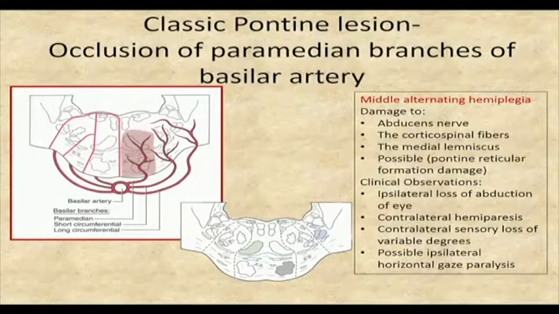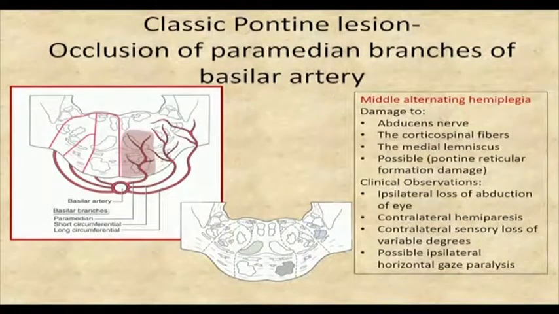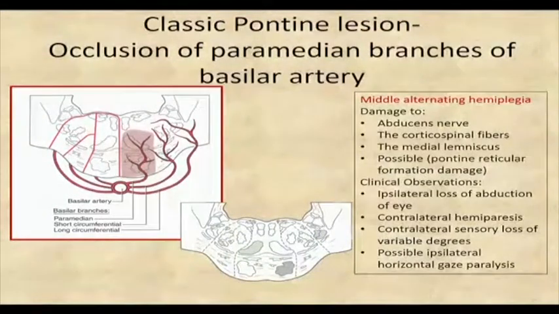And so here is a classic pontine lesion, which would be the occlusion of just the paramedian branches of the basilar artery. It's also called the middle alternating hemiplegia. Remember, we had an inferior alternating hemiplegia yesterday. So now we have a middle alternating hemiplegia. And it's because you're going to have cranial nerve symptoms on one side, and you're going to end up having sensory or motor deficits on the other side of the body. So you have in the head a cranial nerve symptom, and it's associated with the cranial nerve at that level of brainstem, and in this case it's going to be abducens.